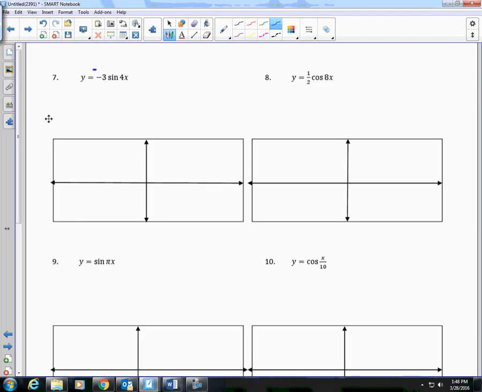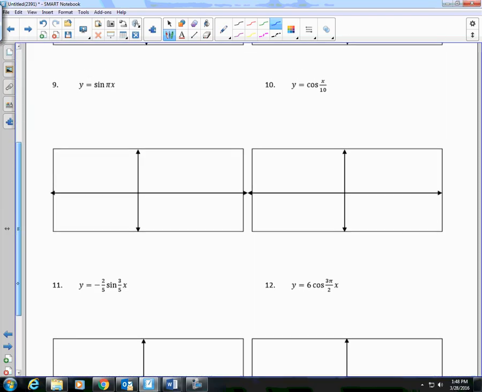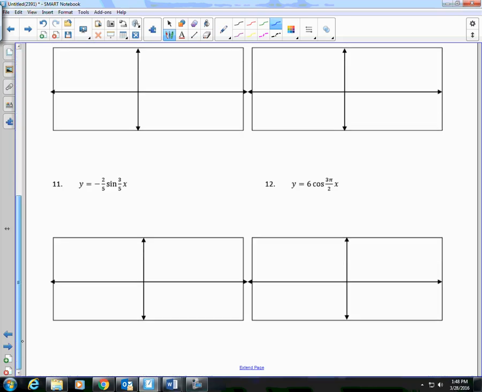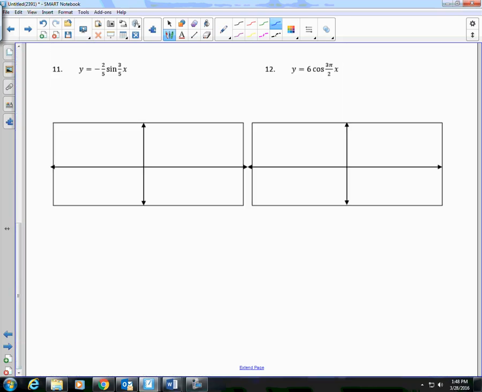Let's do one more. Flip it over. Which one do you want to do on the back side? You can choose it. Want to try 11? Okay, let's do it. What's the amplitude? Two over 5? The absolute value. The absolute value means we simply make it positive. We don't have to take the reciprocal. I'll just mark off 2/5.